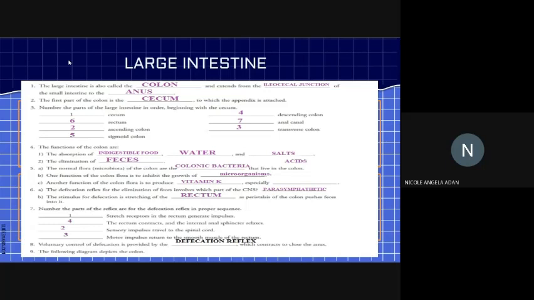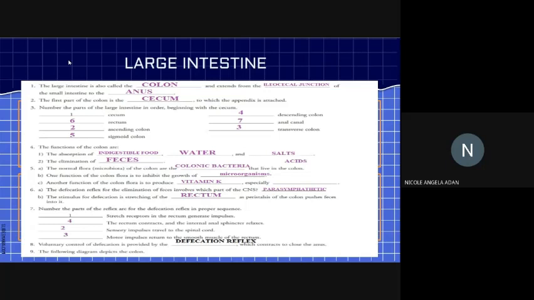Number seven, number the parts of reflex arc for the defecation reflex in proper sequence. Number one, stretch receptors in the rectum generate impulses. Number two, sensory impulses travel to the spinal cord. Number three, motor impulses return to the smooth muscles of the rectum. And lastly, number four, the rectum contracts and the internal anal sphincter relaxes.